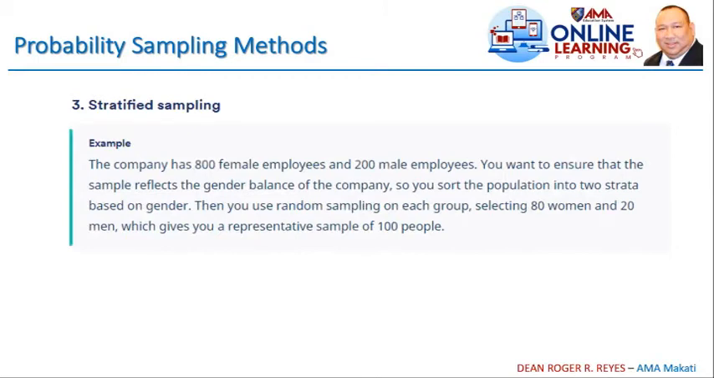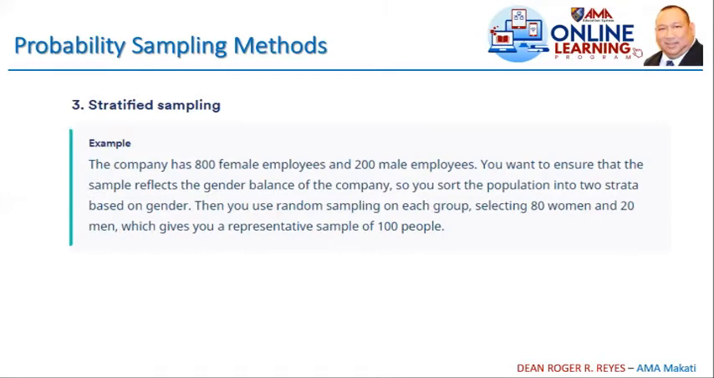So you sort the population into two strata based on gender. So meron kang female, meron kang male. Then you use random sampling on each group, selecting 80 women and 20 men, which gives you a representative sample of 100 people. O, diba?